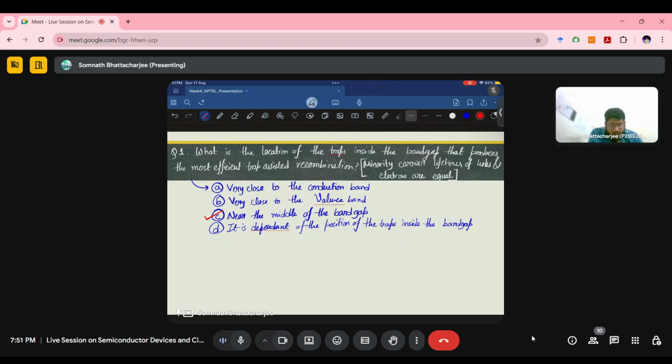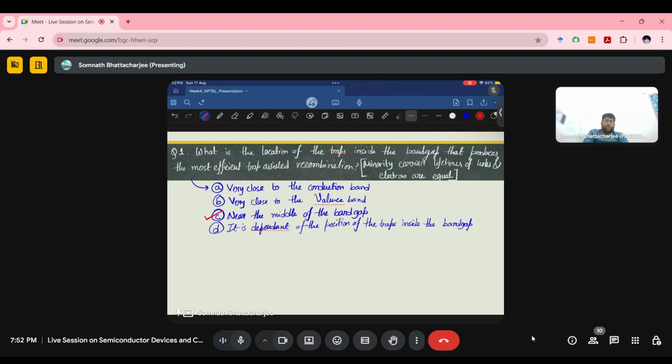Yes, sir. And why not the first and the second one? Can you explain why it is the middle of the band gap that you are thinking is the right answer, and why not close to the conduction band or close to the valence band? It's because the minority carrier lifetimes, that is tau, for holes and electrons are equal. So the recombination rates and generation rates are equal. Yes.